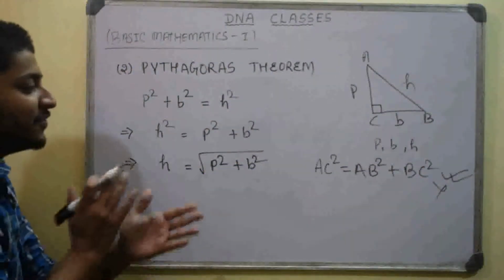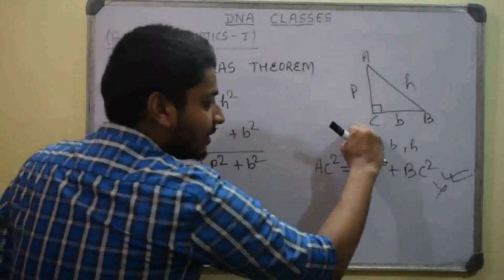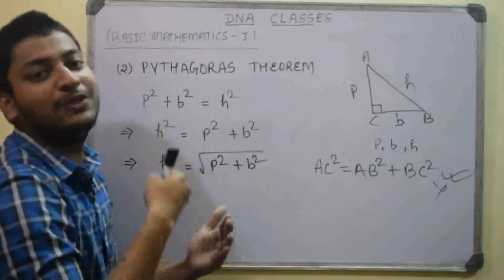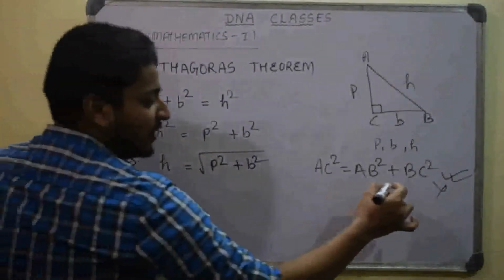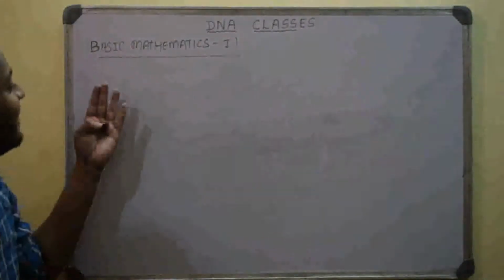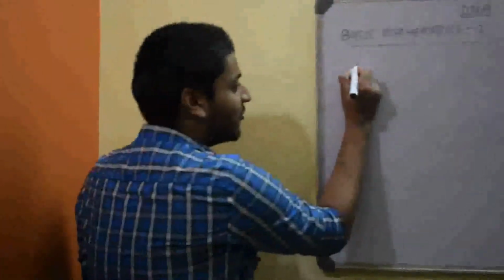So it's very simple to analyze. First you identify which one is hypotenuse, which one is perpendicular, which one is base, then apply the Pythagoras theorem. Don't use this technique. Now we will deal with the third part, that is algebraic formulas.